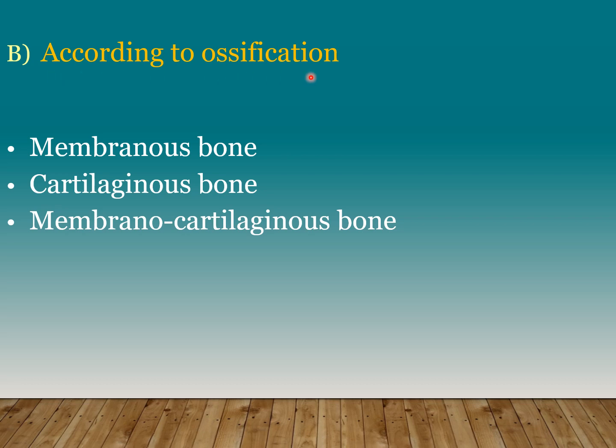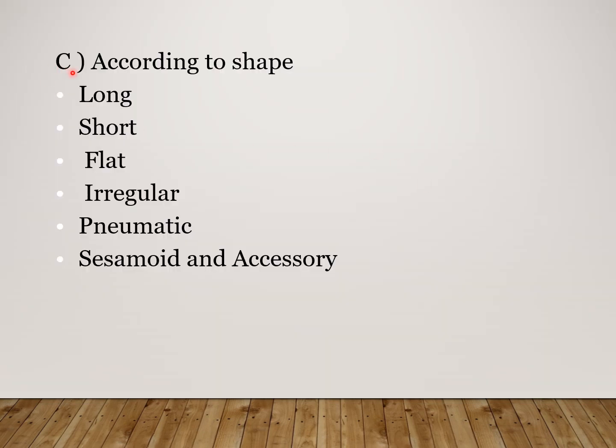Now according to ossification: membranous bone, cartilaginous bone and membrano-cartilaginous bone. Membrano-cartilaginous means it is ossified by both ways, membranous and cartilaginous. According to the shape, it is classified as long, short, flat, irregular, pneumatic, and sesamoid and accessory. We will see all these types in the coming slides.